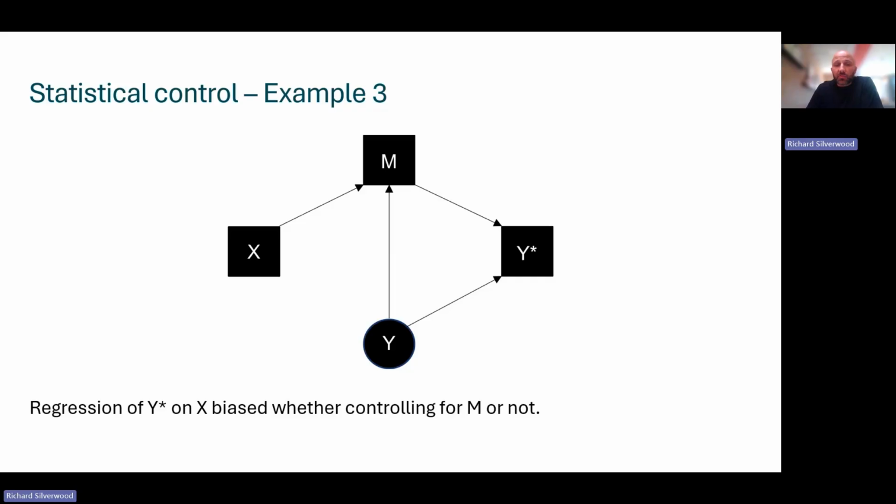So again, here, if we fit a regression of Y star on X, then it would be biased initially because of this spurious path via mode. If we control for mode here, then M is a collider for X and Y. So when we control for M, we're inducing spurious association between X and Y and opening up this additional path between X and Y star. So from X to M to Y star. And here, clearly, because Y is unmeasured, we can't control for it. So again, we have a problem.